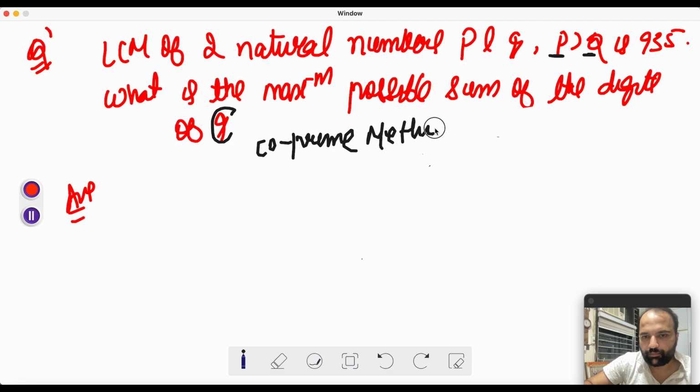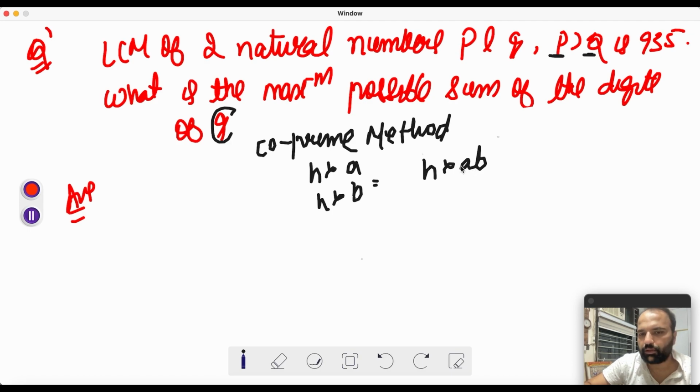If LCM is what? H into A, H into B. So what would be LCM? LCM would be H into A, B. Okay, so let's take P is A and Q is B. So we have H into AB is equal to 935. Now 935 can be written as 5 into 11 into 17, isn't it? So now we can start.